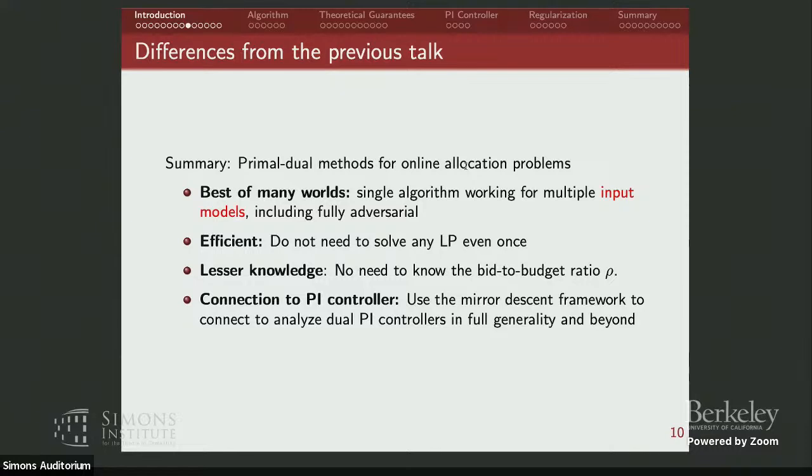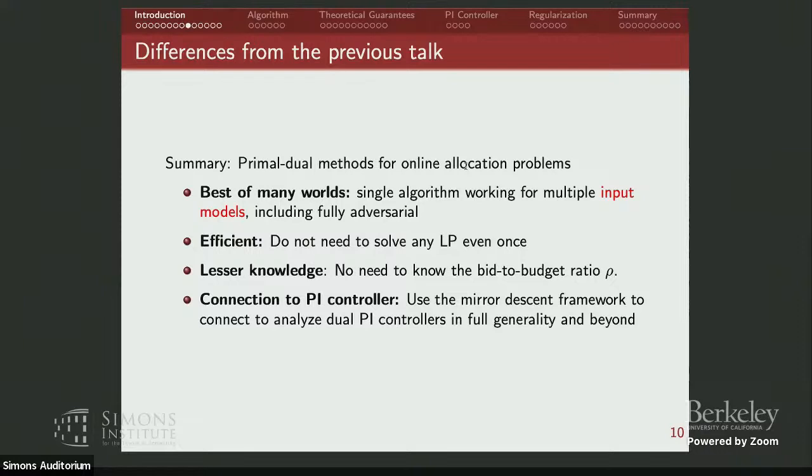And in particular, in practice, if you do not have a good estimation of the OPT, maybe the regret is going to be proportional to the estimation error, in a multiplicative sense. And in our algorithm, we do not need to solve the LP even once, and we do not need to know, for example, the bid to budget ratio. So these do not show up in the algorithm.